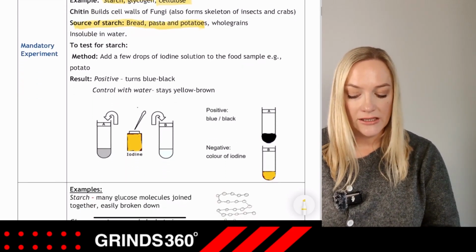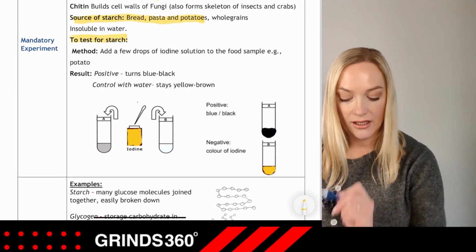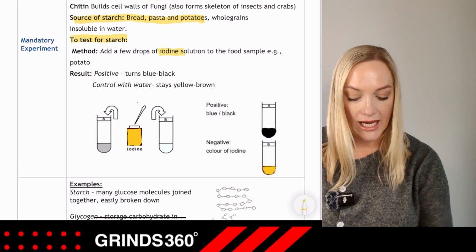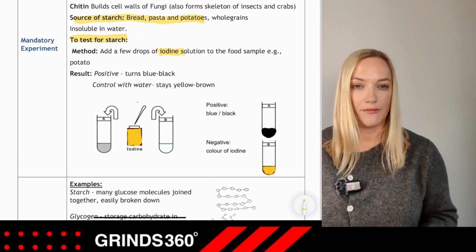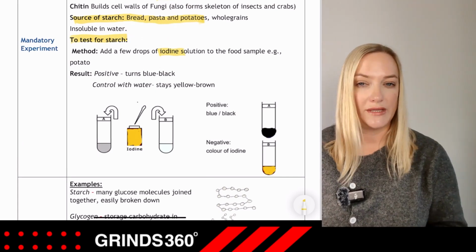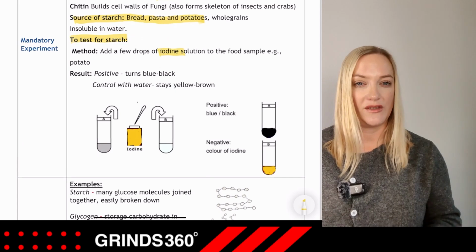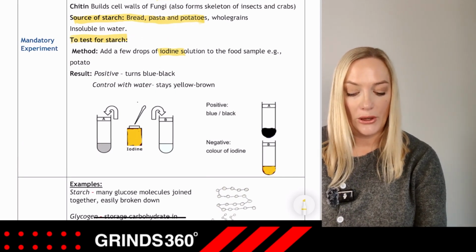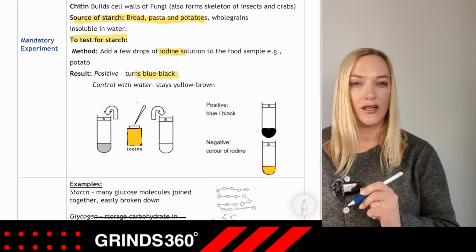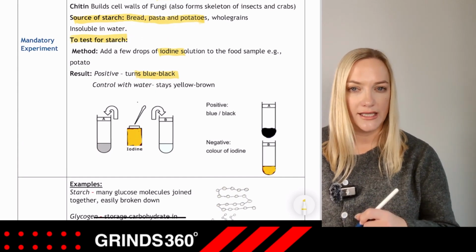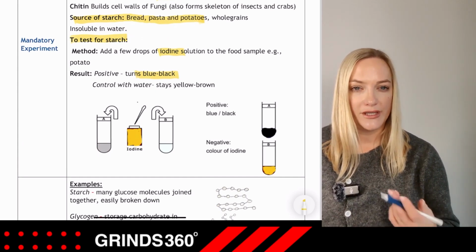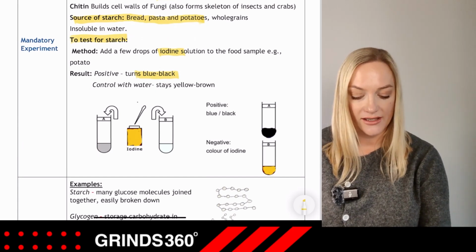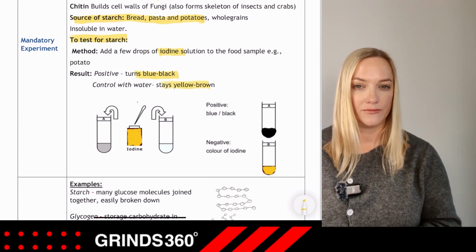And with that, there's an experiment to test for the presence of starch. The reagent, the chemical that we're going to use, is iodine. And you're going to add that to a food sample. For example, a food sample could be a potato, a biscuit, or a piece of bread. A positive test is going to go blue-black. Your control, if you got your potato and put a few drops of water, will stay the same colour as the iodine, so a yellow-brown colour.